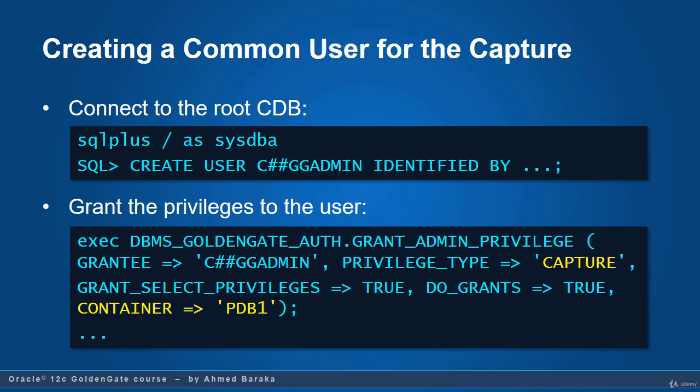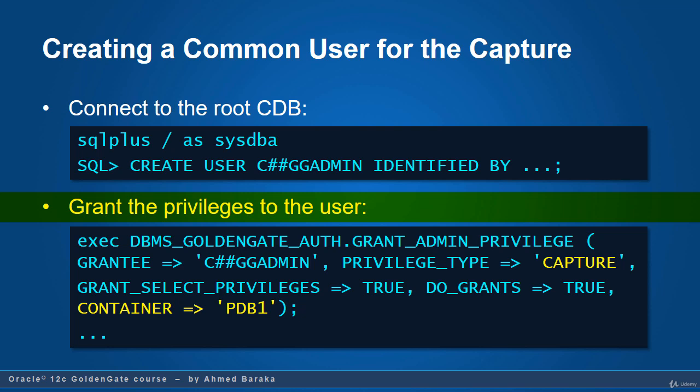The slide is demonstrating code examples on creating common users in Oracle CDB databases. First, we need to log into the root container. Then, create a user whose username starts with C##. Then, we need to grant the required privilege to the user. We must run the procedure DBMS_GOLDENGATE_AUTH.GRANT_ADMIN_PRIVILEGE against the created user.